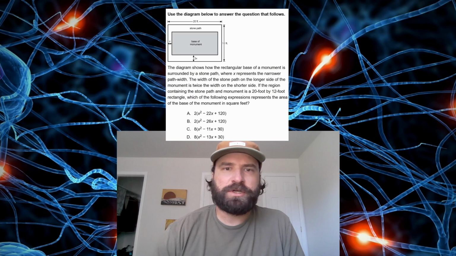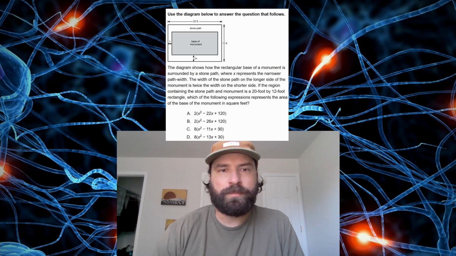So the diagram shows how the rectangular base of a monument is surrounded by a stone path, where x represents the narrower path width. The width of the stone path on the longer side of the monument is twice the width on the shorter side. We can see that in the picture. We got a 2x and we got an x.